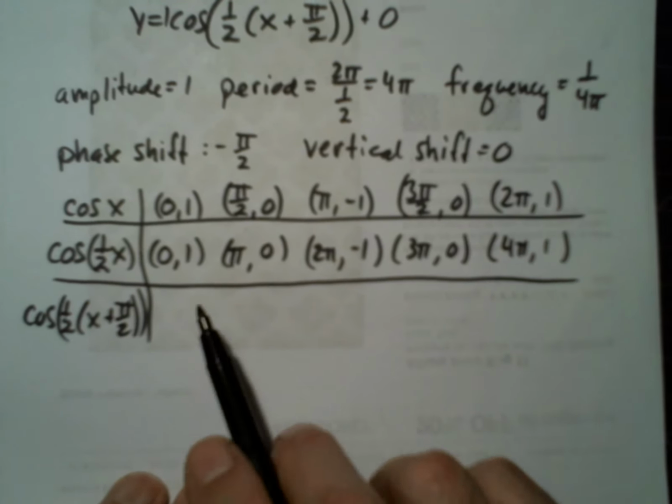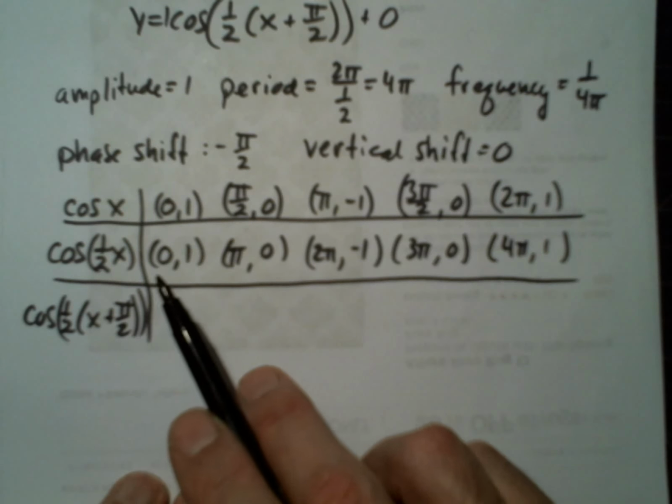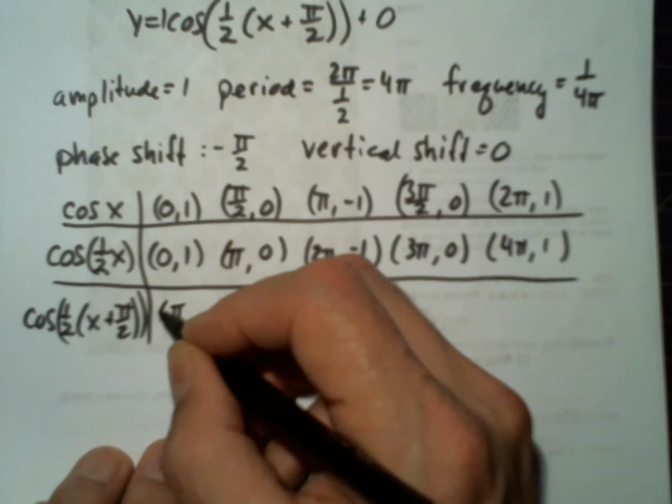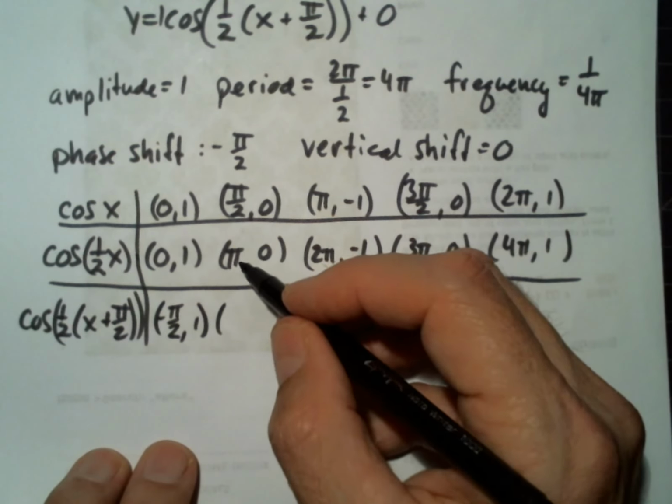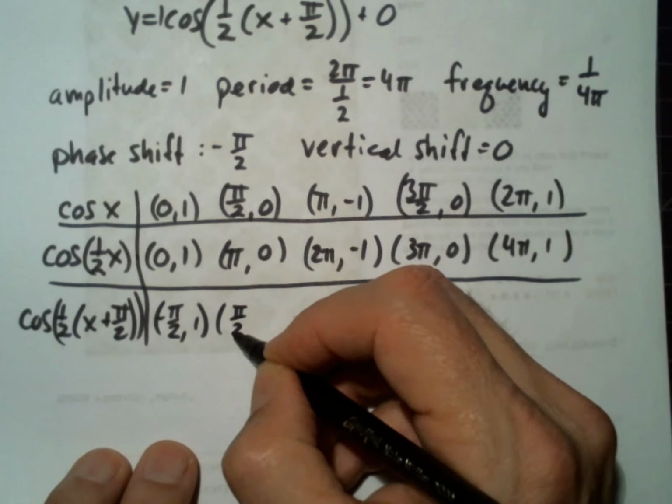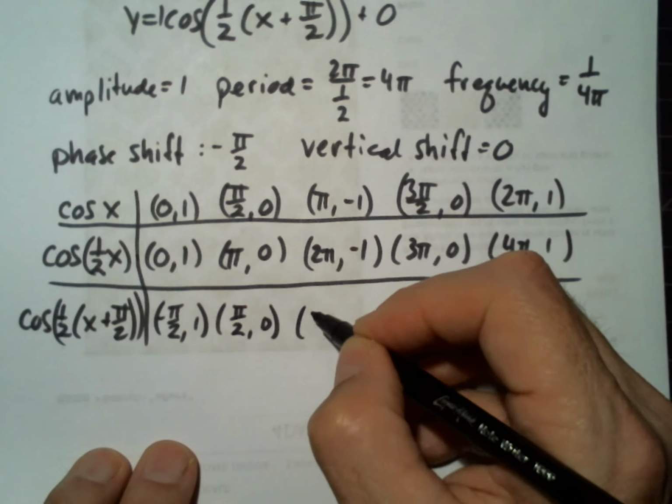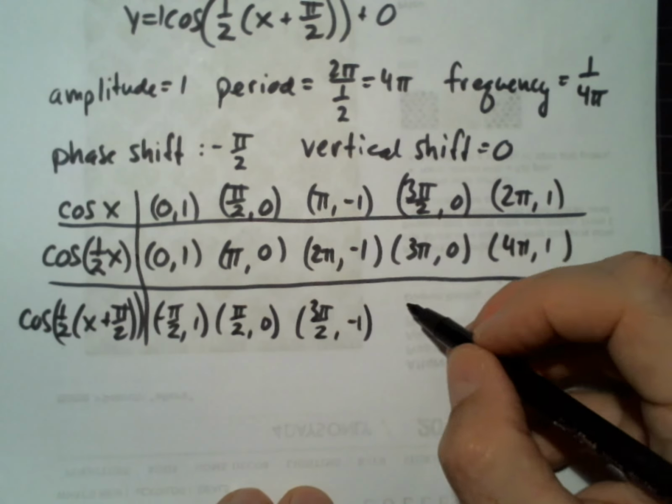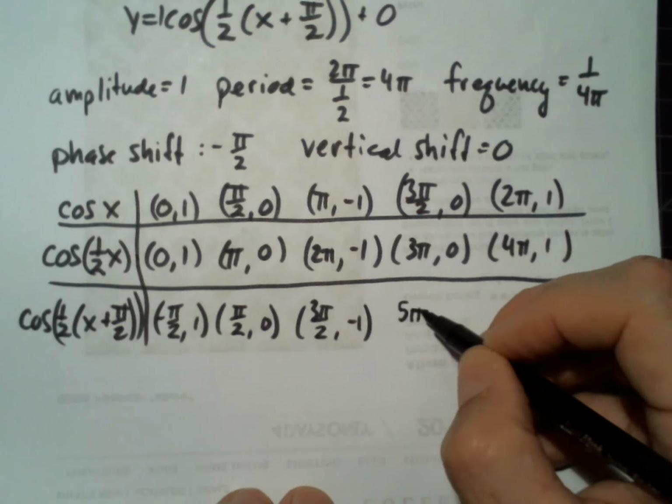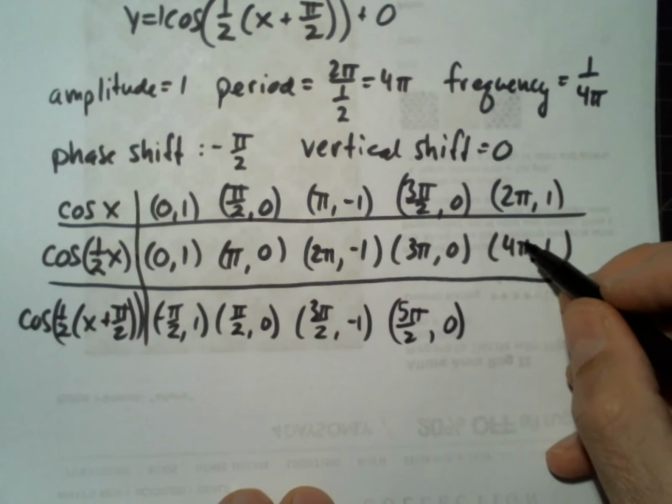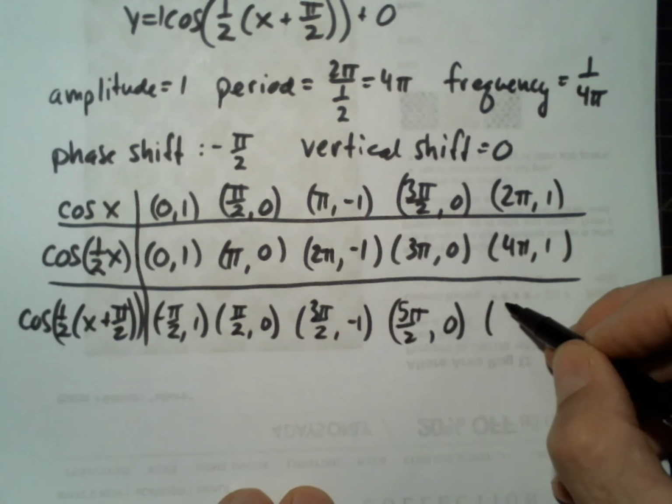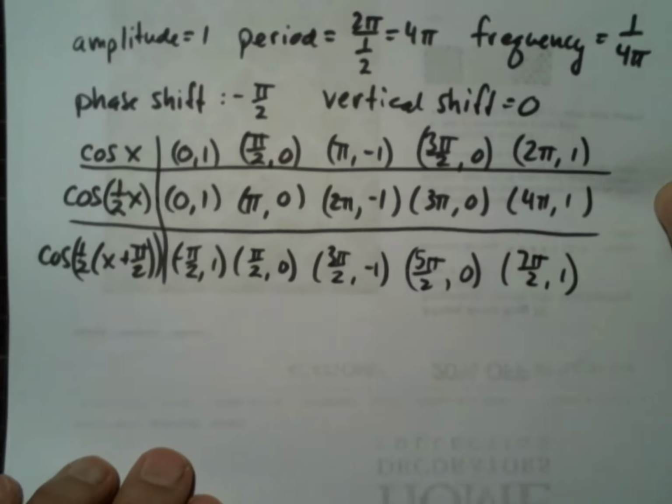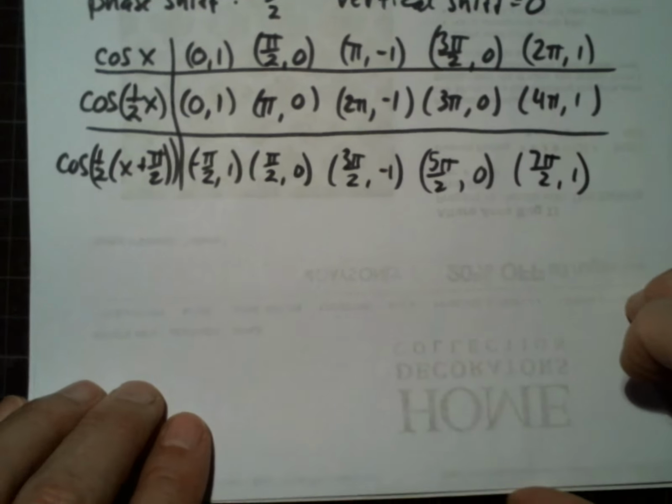Now we have to subtract pi over 2 from all the new x values, so we'll go minus pi over 2. Pi minus pi over 2, 2 pi minus pi over 2, 3 pi minus pi over 2. This will be 6 over 2, so I'll get 5 over 2. And this will be 8 over 2 minus 1 is 7 pi over 2. And then we can just graph this last set of points.